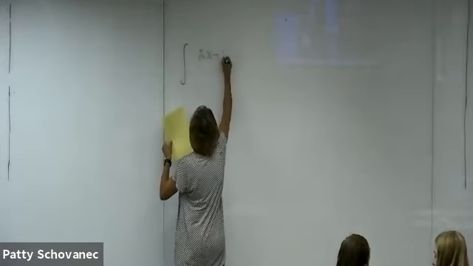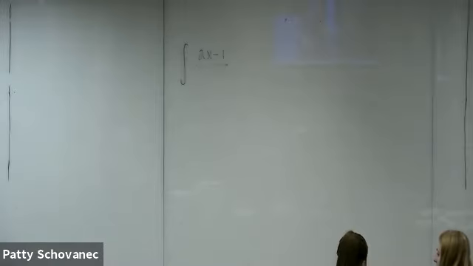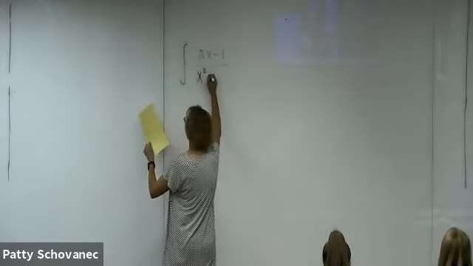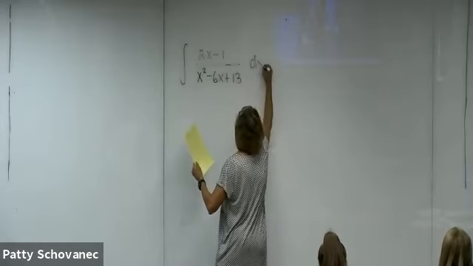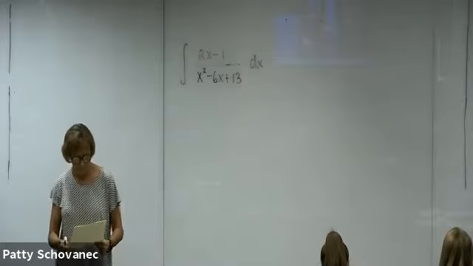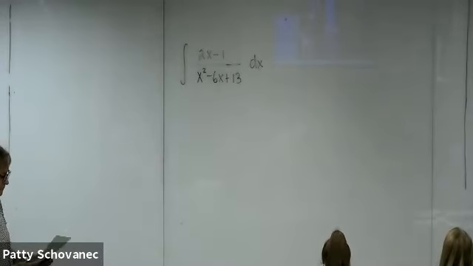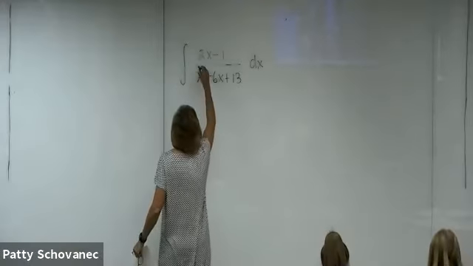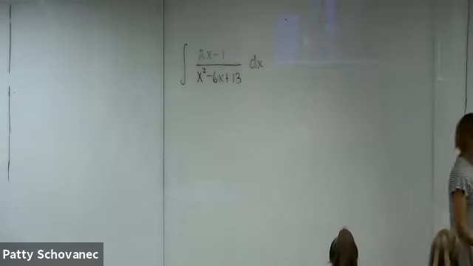I've got a 2x minus 1 on top. Bad marker, we'll put you over here. Let's grab one of mine. 2x minus 1 on top, x squared minus 6x plus 13 on the bottom. And I'm asking you to integrate it. 2x minus 1 on top. And so I want you to have a thought process. I know that's probably asking a lot.